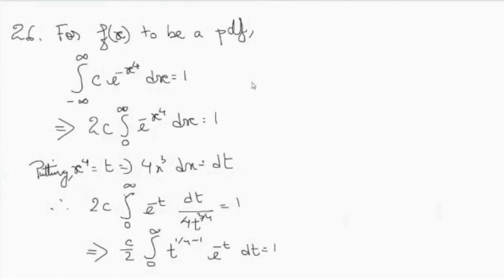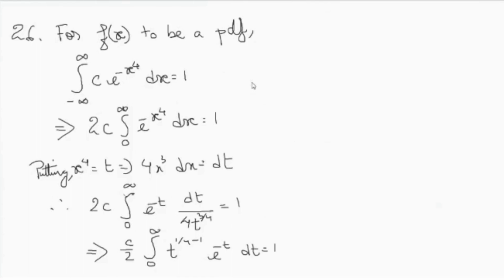We know that for f(x) to be a PDF, c into e to the power minus x^4 has to be greater than 0, which is obviously true for any c greater than 0. And the integral from minus infinity to infinity of c into e to the power minus x to the power 4 dx is equal to 1. We can observe that this integral is symmetric about 0. So if we simply consider the positive part of the integral, this becomes twice c into the integral from 0 to infinity of e to the power minus x to the power 4 dx, which is equal to 1.